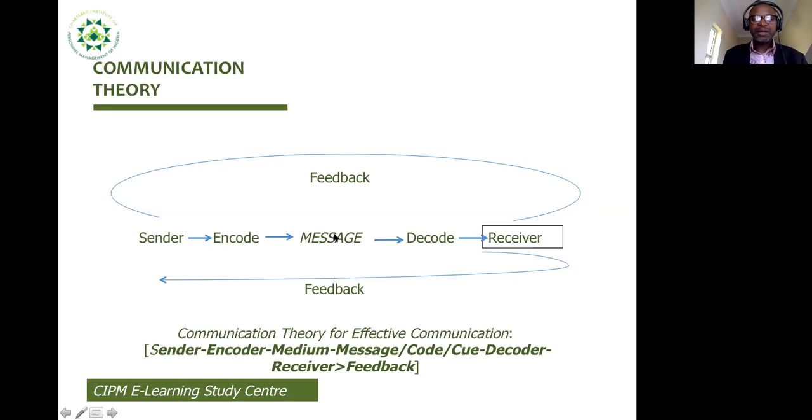What do you think are some of the reasons why a receiver may not be able to decode the message? Is there any? What do you think may be one of the reasons why a receiver may not be able to decode a message? Please unmute your mic and give me a feedback.